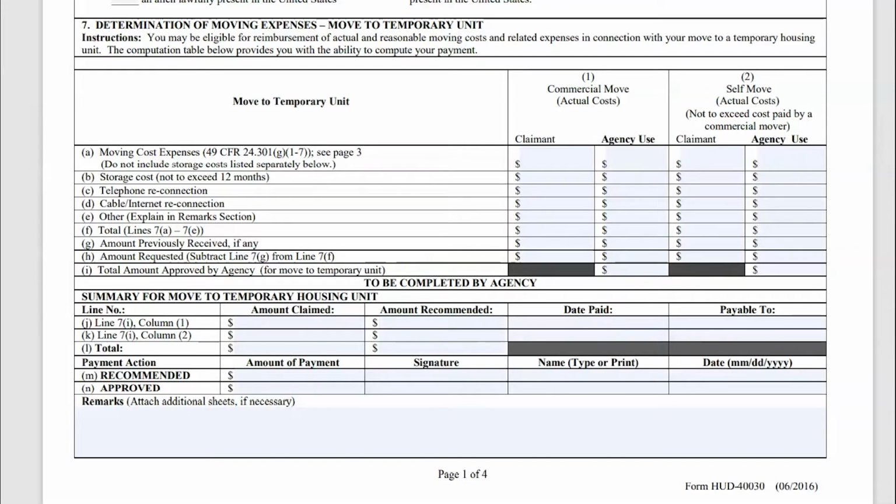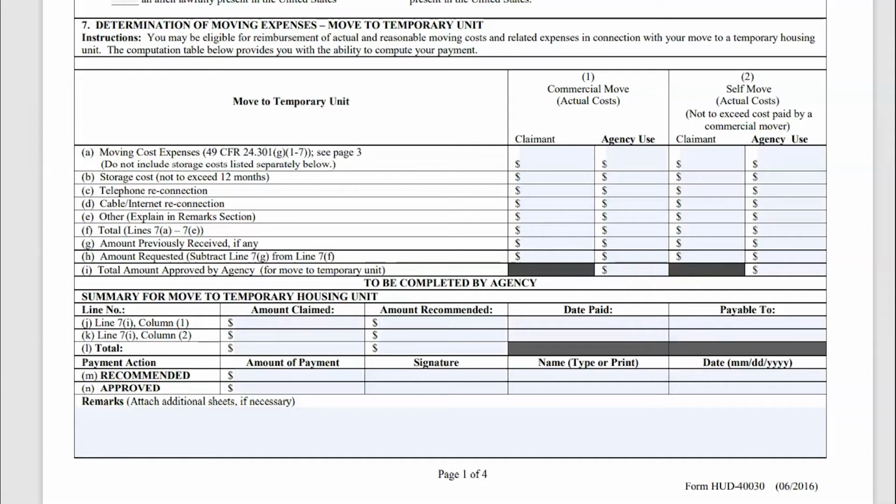The computation table includes 2 columns for actual costs incurred. Actual costs for 1. Commercial move, and 2. Self-move. For our example, the claimants used a commercial company to move, so they input their costs in the commercial move column.